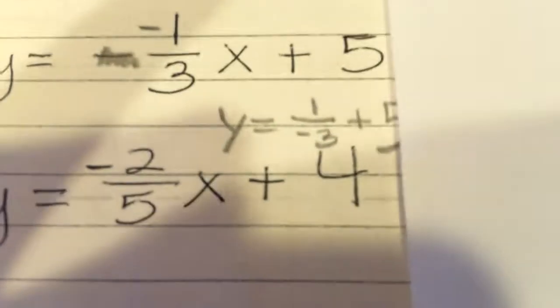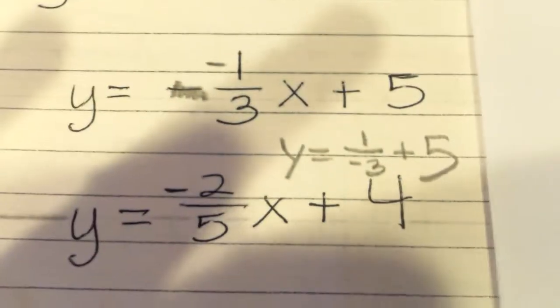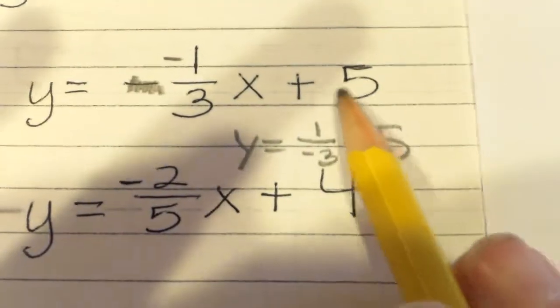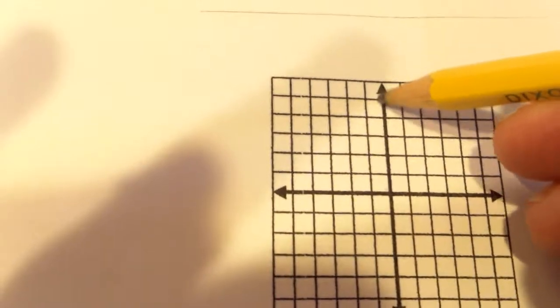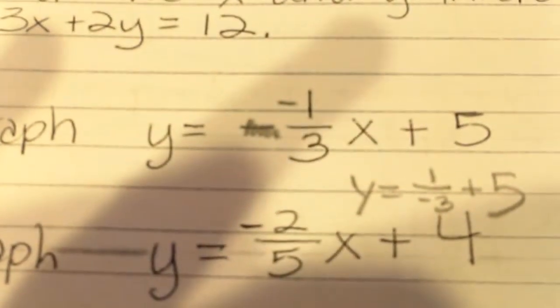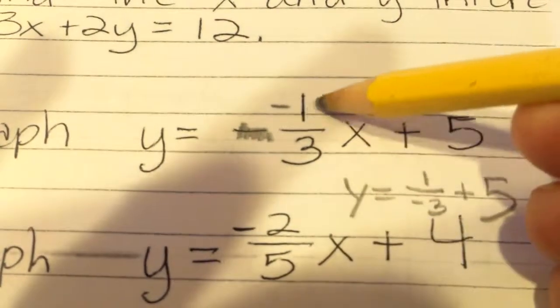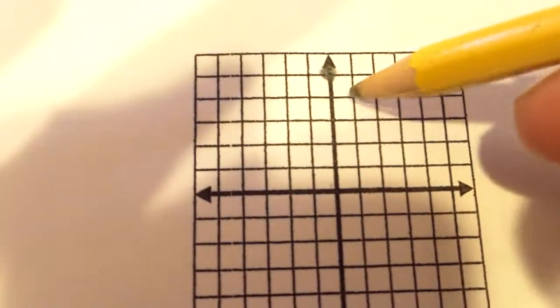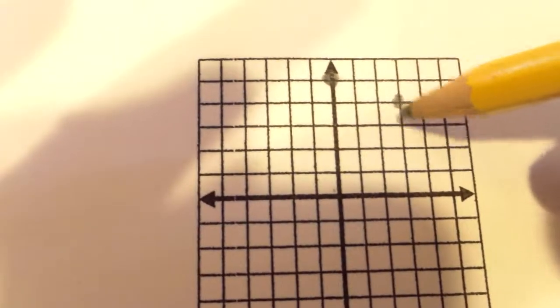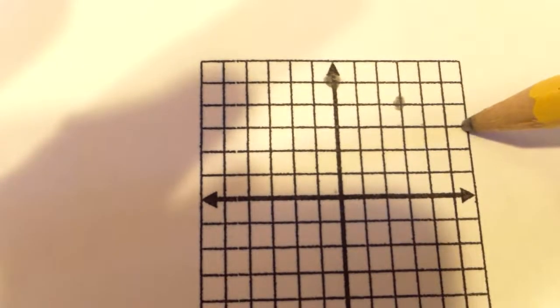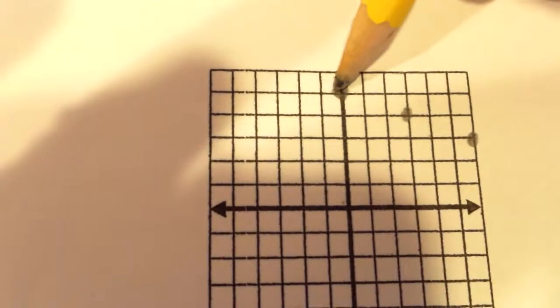Okay, y equals negative 1/3 x plus 5. So I'm going to begin at 5 on my y-axis. 1, 2, 3, 4, 5. And the first way is down 1 over 3. So begin here and go down 1 over 3, down 1 over 3. And that'll make us a nice straight line, won't it?